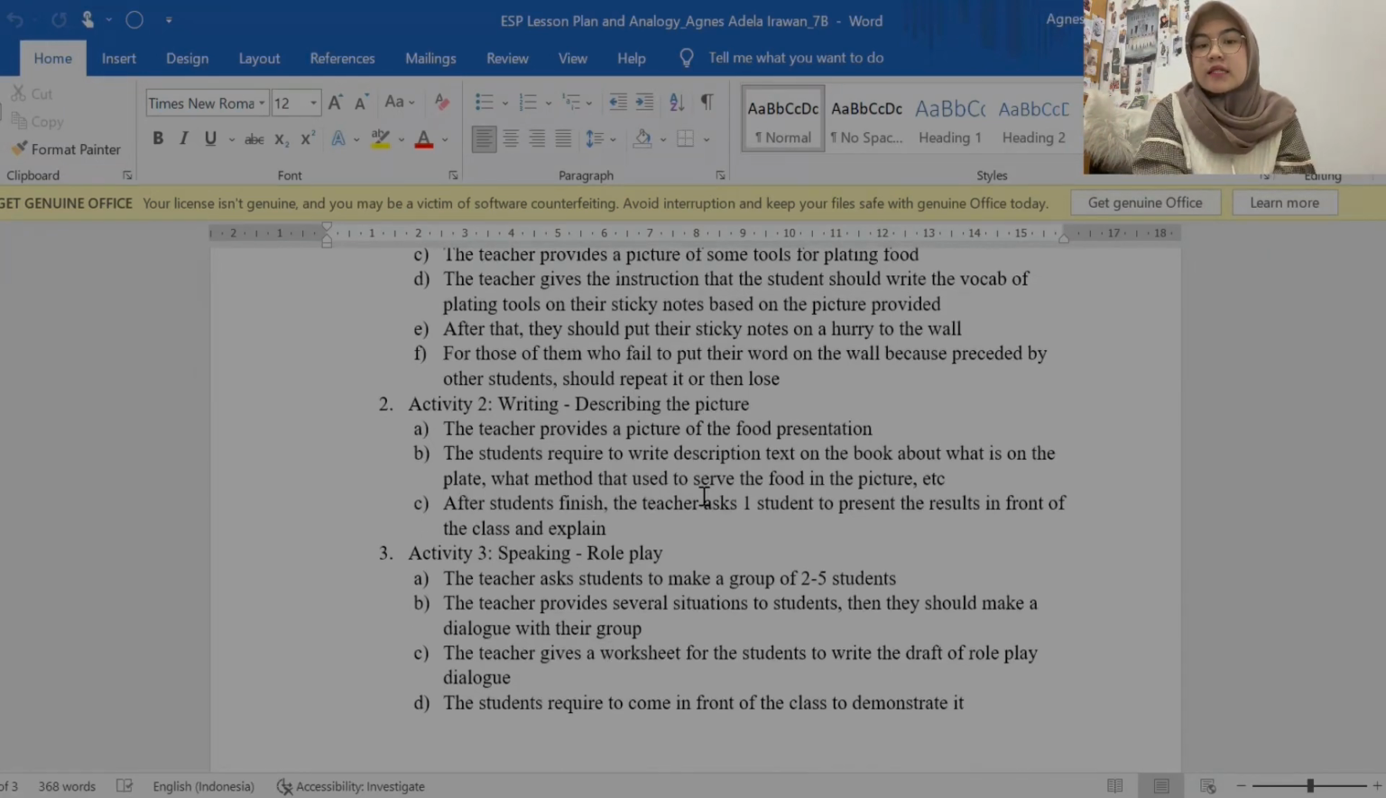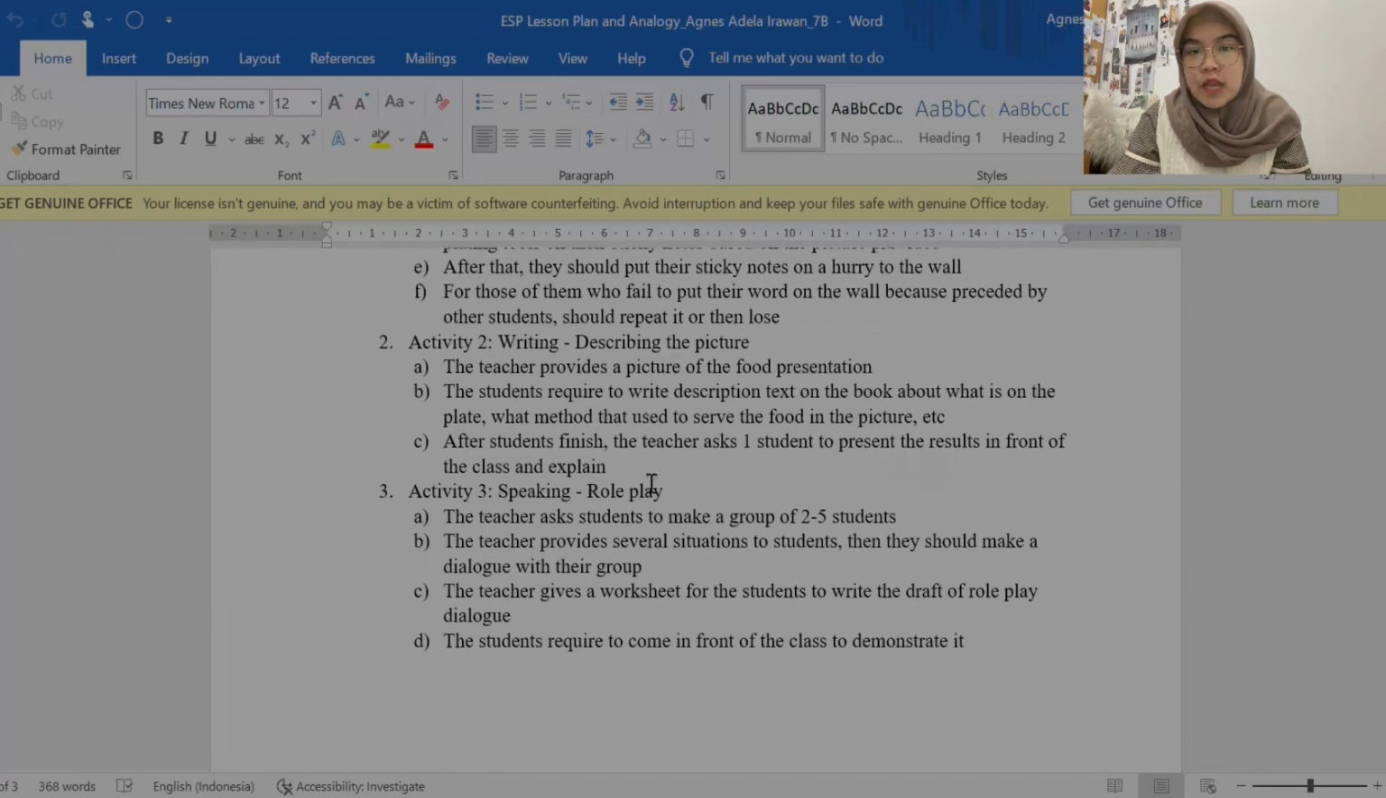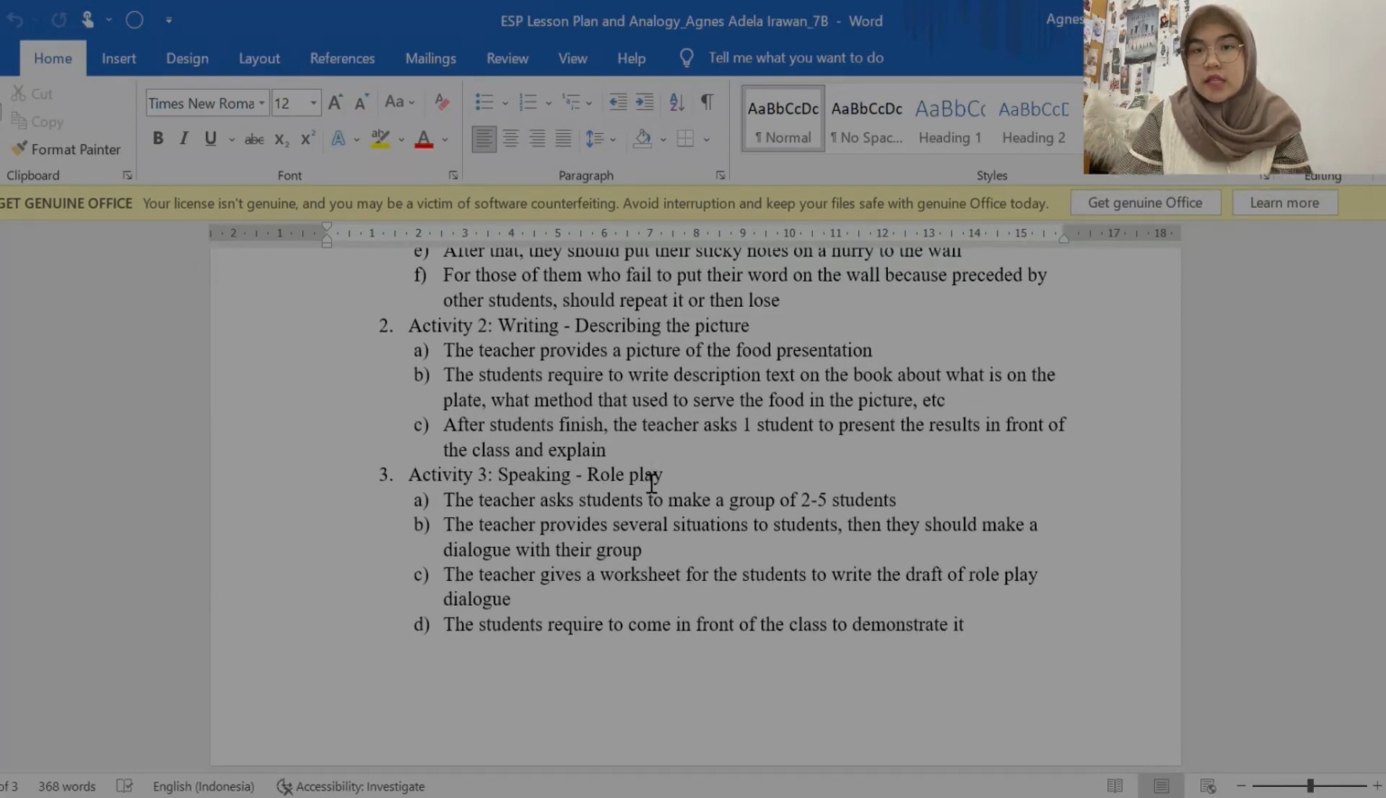And then the last, for those who fail to put their sticky notes on the wall because they were preceded by other students, or they have the same vocabulary as another student, they should repeat it or they can lose. And then the second activity is writing. We choose describing the picture.